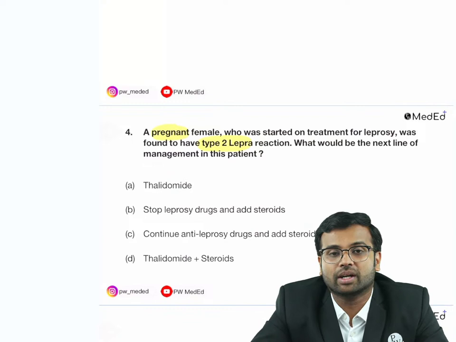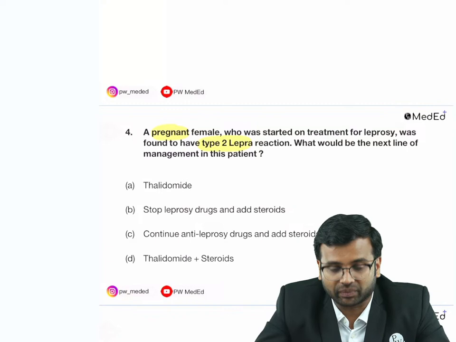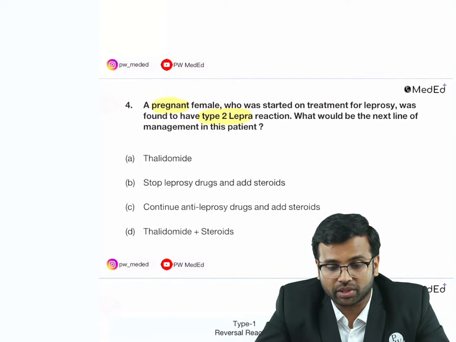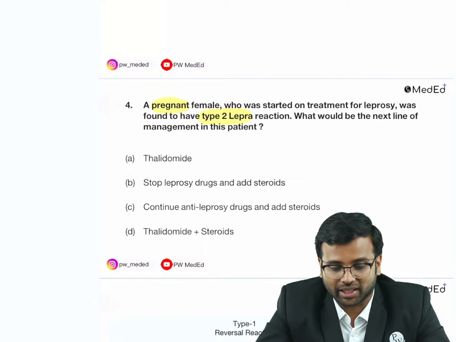Now who can answer this question? The options are thalidomide, stop leprosy drugs and add steroids, continue anti-leprosy drugs and add steroids, and thalidomide plus steroids. What is the right answer? I'm just giving you some time to make a guess.